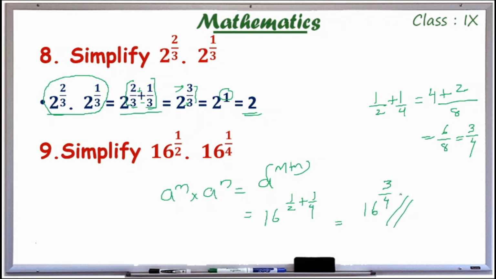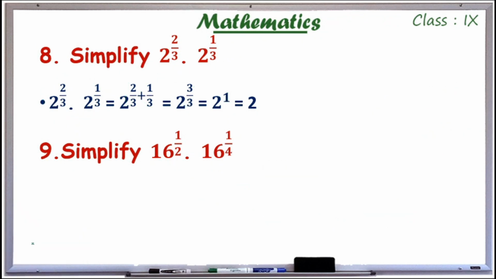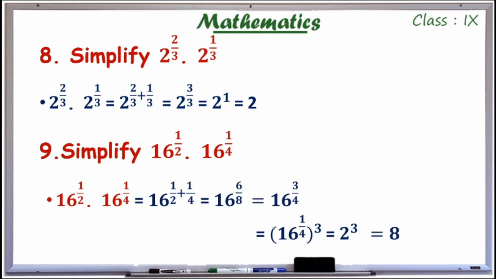So there is no need of finding the actual answer. The question is simplify, so you have to reduce this. No need of finding the accurate answer. Here the accurate answer is given. No need of that. If you are able to find the answer, you can do it.